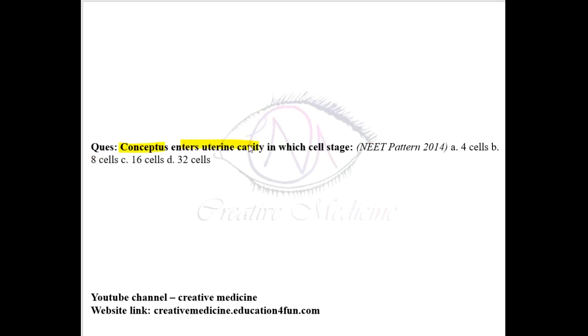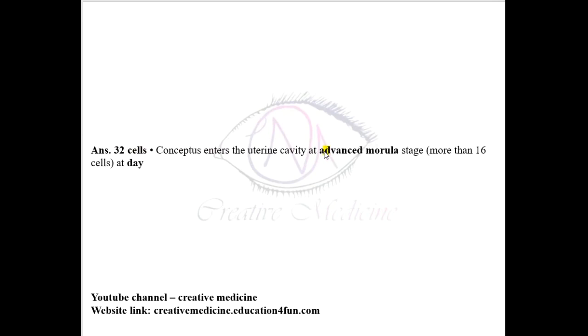Conceptus enters the uterine cavity at which cell stage? Conceptus enters the uterine cavity at the 32 cell stage. What is the conceptus at the 32 cell stage called? It is called an advanced morula. That is more than the 16 cell stage, advanced morula.